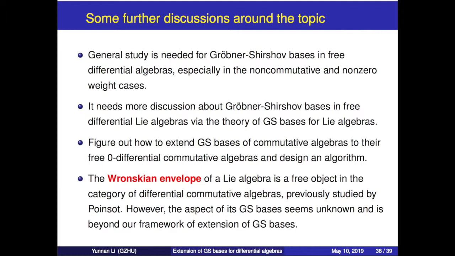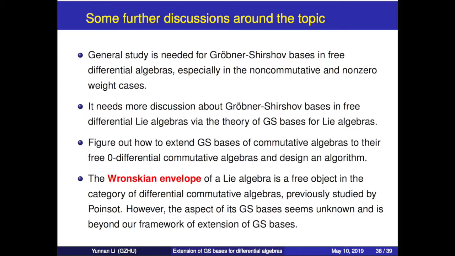And there's also another kind of problem that we find in the paper of Poinsot, that the Wolfkin envelope of a Lie algebra is a free object in the category of differential commutative algebras. Indeed, it's of weight zero. But the aspect of its global Shirshov basis is in fact unknown and is beyond our framework of extension of global Shirshov basis, because the differential ideal it gives is just beyond the zero level.